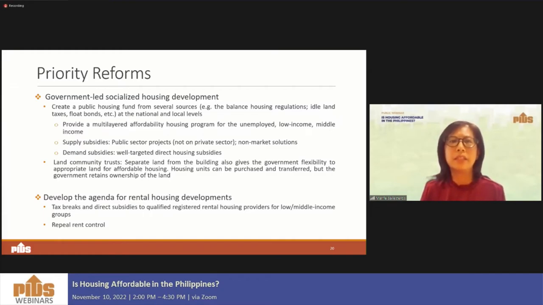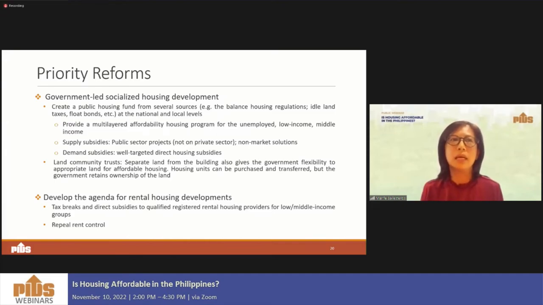The other important consideration for government's role in the housing market is to create a community land trust. This is actually separating land, a self-containment of certain government lands that can be used for the development of affordable housing, and can actually be passed on to new sets or new households that would need it.